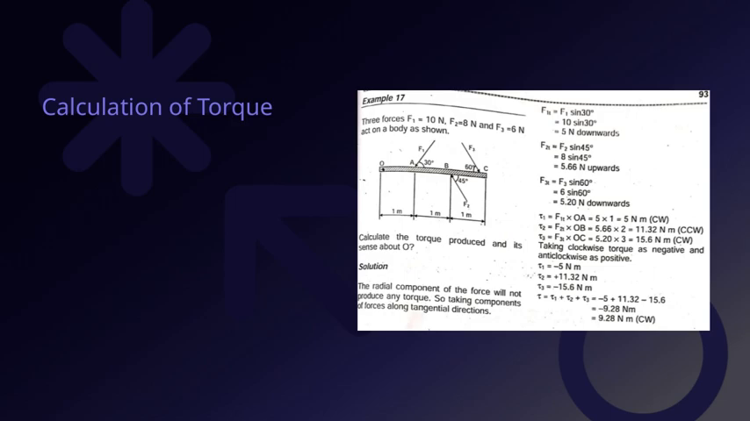Torque is essentially a measure of how much a force can cause an object to rotate around an axis. When we talk about calculating torque, the key idea is to consider both the magnitude of the force and the distance from the pivot point where the force is applied. This distance is often called the lever arm. The basic formula for torque involves multiplying the force applied by the perpendicular distance from the pivot to the line of action of the force.